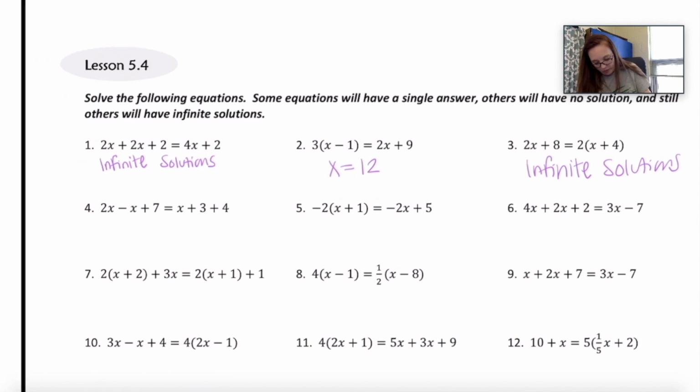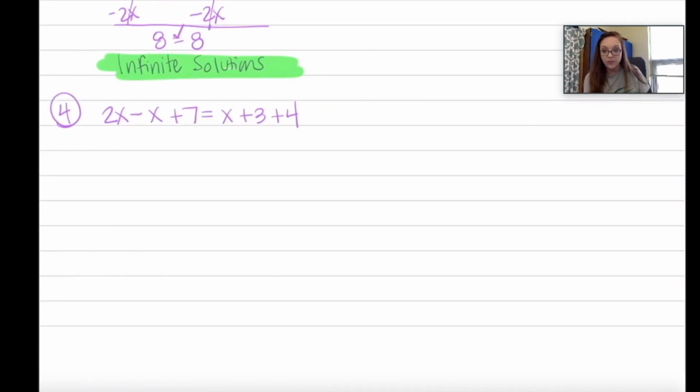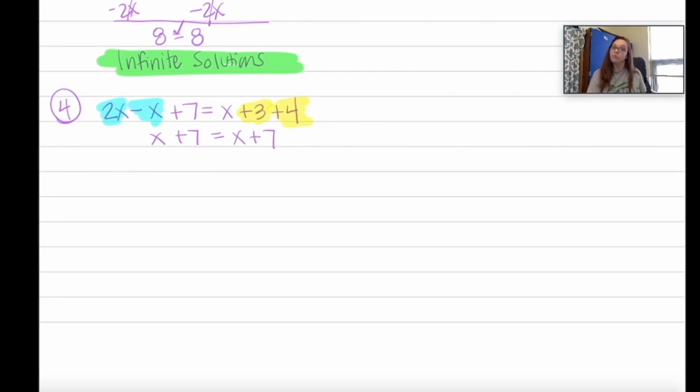All right, I'm going to write down number 4 on my paper. Okay, there's number 4. So you may notice here that I have like terms that can be combined right here on the left side. So 2x minus x is x. So that'd be x plus 7. And on the right side, I also have like terms that can be combined, but they're right here. So that'd be x plus 7. Oh, they're the same on each side. The variables are going to cancel, leaving me with 7 equals 7.